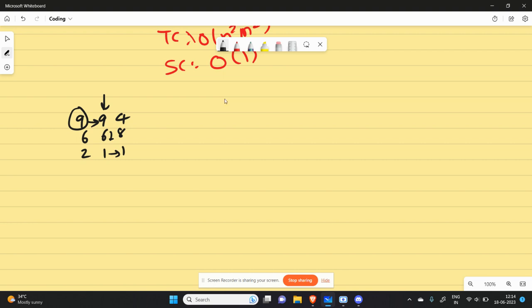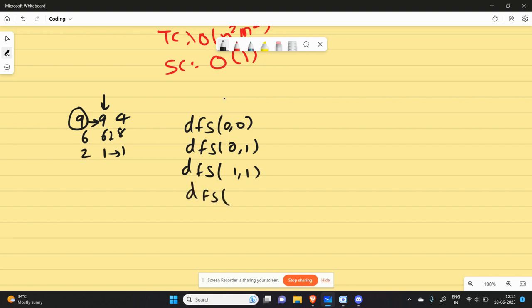Because if you start from here, then what in DFS we are doing, we are just making a recursive call. So here, if I started from 0 0, it is making a call to 0 1, and this is making a call, let's say, to 1 1. It is making a call to 2 1 and 2 2, something like this. And after that only we would have the result for this one, let's say 4.